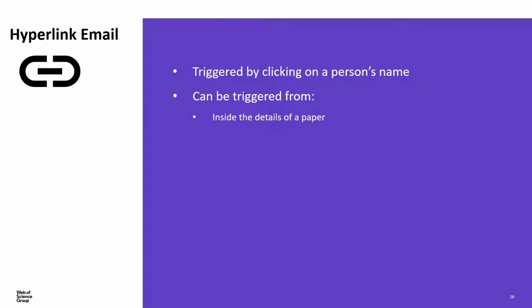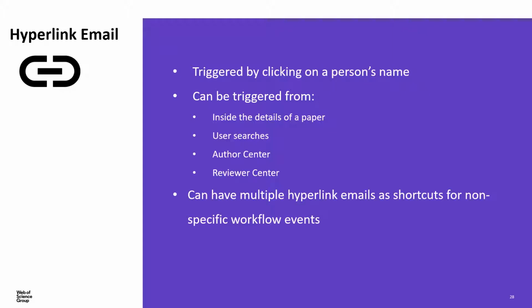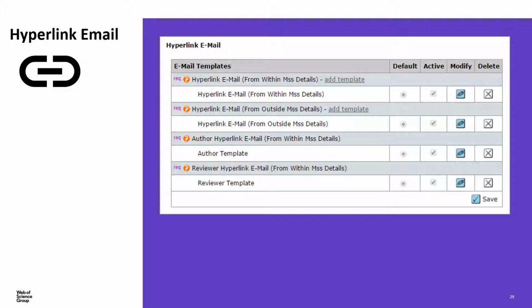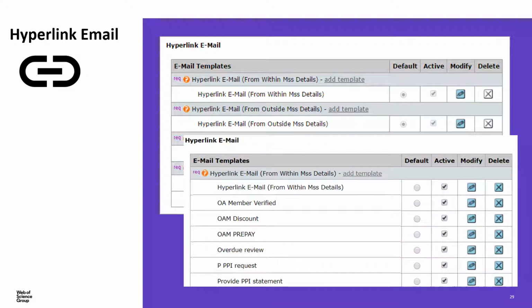Hyperlink email is triggered by clicking on a person's name. It can be triggered from inside the details of a paper, user searches, author center, reviewer center. You can have multiple hyperlink emails as shortcuts for non-specific workflow events. The default templates in this section you should not need to make edits to. But here is an example of additional templates that can be added as shortcuts for your journal.